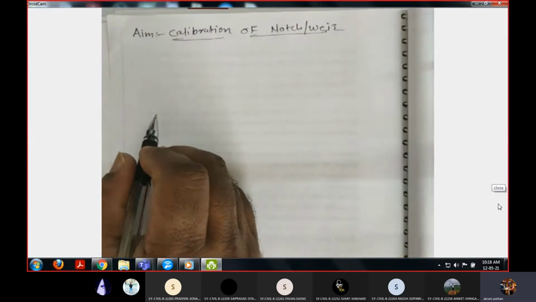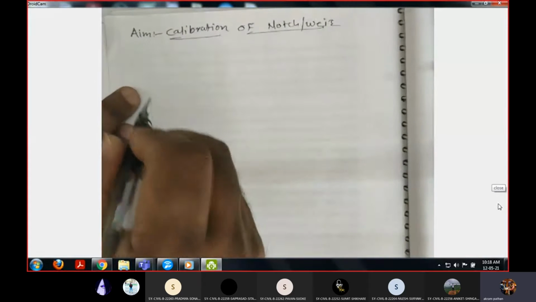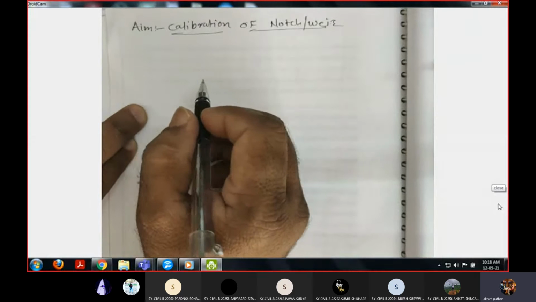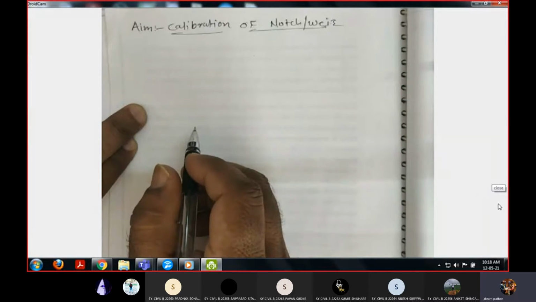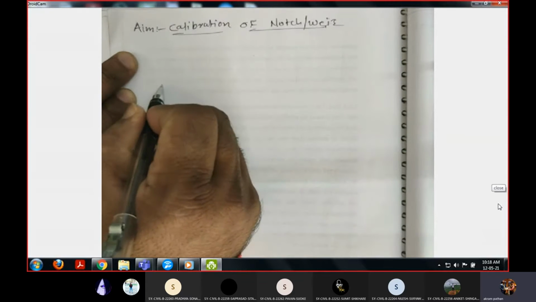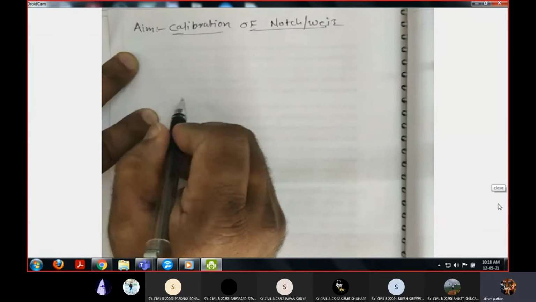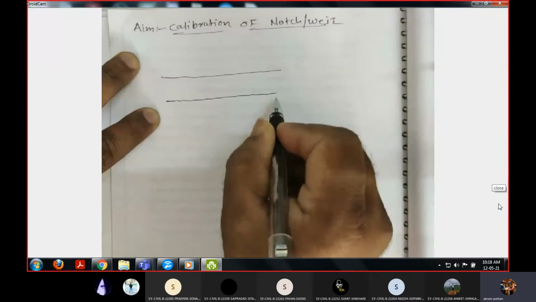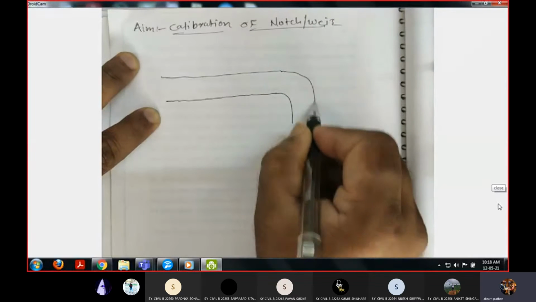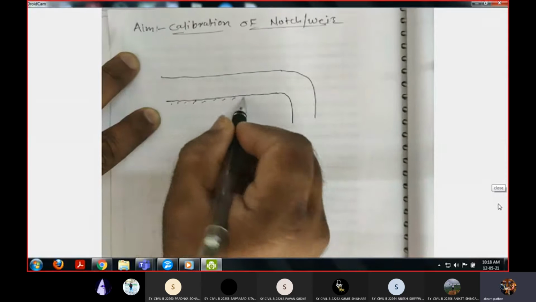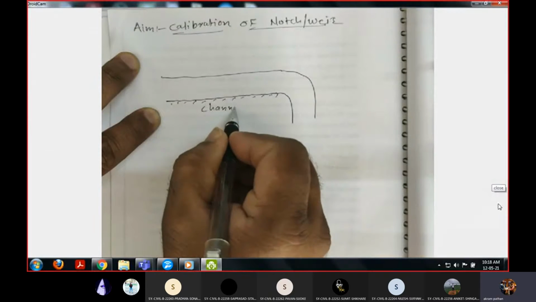So we have an Ogee weir. Ogee weir is nothing but a rectangular weir. Okay, so how to conduct the practical? For that purpose, we require a channel. So we have a channel. This is the L section. This is the channel. This is the bed of the channel. This is channel or canal.